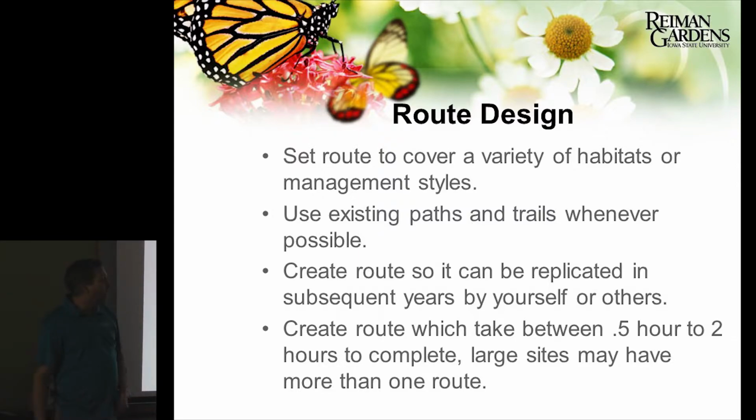You want to create a route that can be replicated by yourself or others on an annual basis. So it's important as you're laying them out to pick good areas where a turn may happen, so that when someone else picks it up later, they're not walking through the middle of the field wondering, there's a turn here, but where do I turn? If there's a tree, if there's a post, if the path turns at a particular location, you want to use landmarks that will be there for quite some time. So if someone's trying to read your map and follow your steps, they can do that.